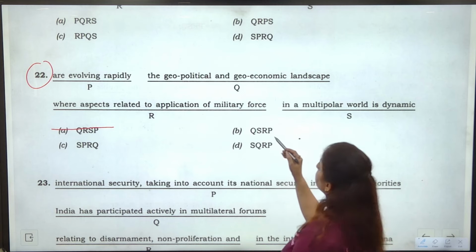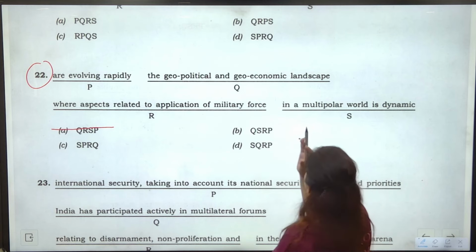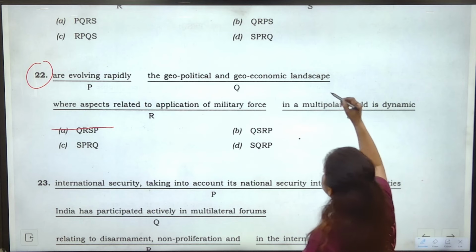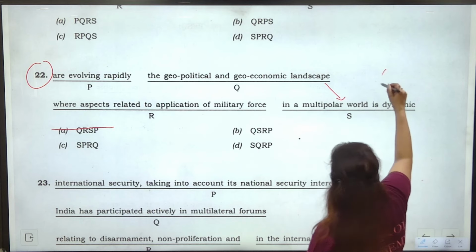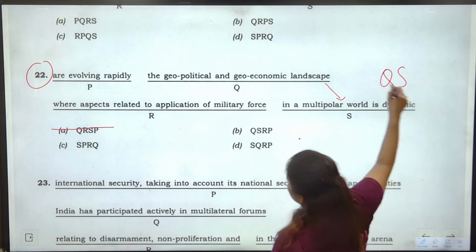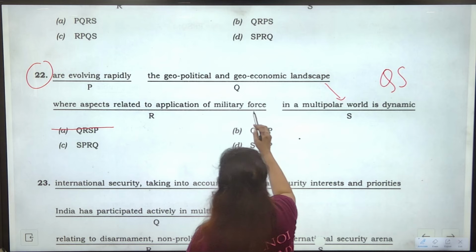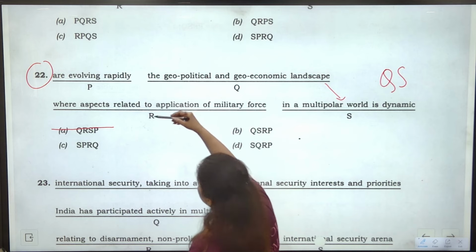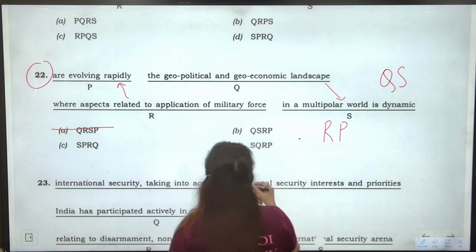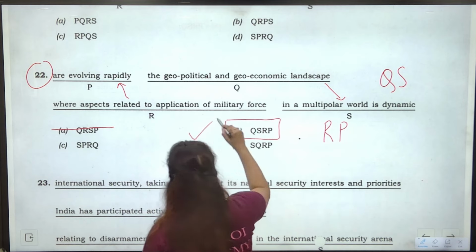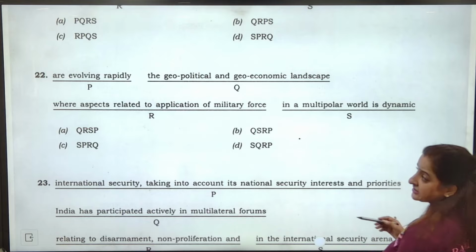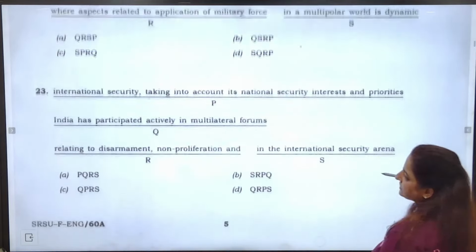Let's read QSRP. The geopolitical and geo-economic landscape in a multipolar world. The landscape in a multipolar world. ये sense बन रही है, is dynamic, where aspects related to application of military. So the aspects are evolving. Yeah, so the RP also is a pair. QS is a pair, RP is a pair. Answer is Bravo. Notice I am deliberately writing the pairs for you. Question 23.